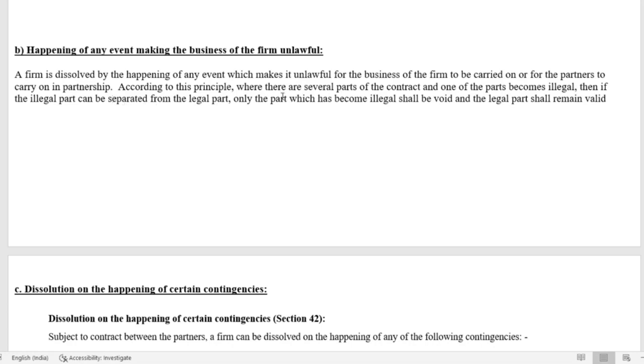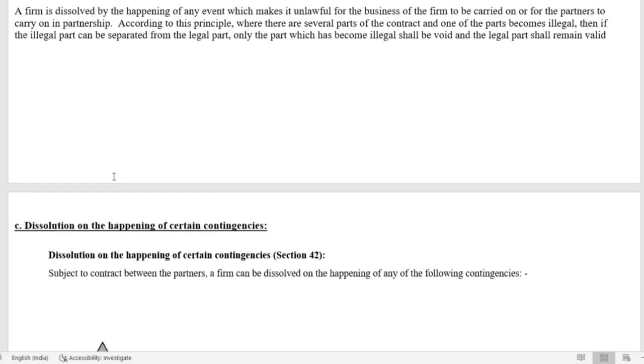According to this principle, where there are several parts of the contract and one of the parts becomes illegal, then if the illegal part can be separated from the legal part, only the part which has become illegal shall be void and the legal part shall remain valid. So that's what I have said in the other forum with regard to the nature of the business.